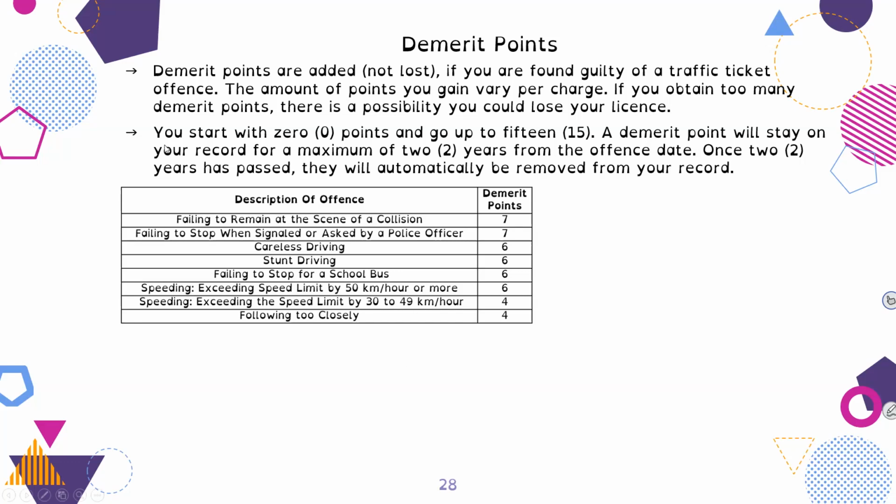The higher levels of demerit points: failing to remain at the scene of a collision is 7 demerit points. Failing to stop when signaled or asked by a police officer is 7 demerit points. Careless driving, stunt driving, and failing to stop for a school bus are all 6 demerit points, as is exceeding the speed limit by 50 kilometers an hour or more. Exceeding the speed limit by 30 to 49 kilometers an hour is 4 demerit points, or following too closely is 4 demerit points.